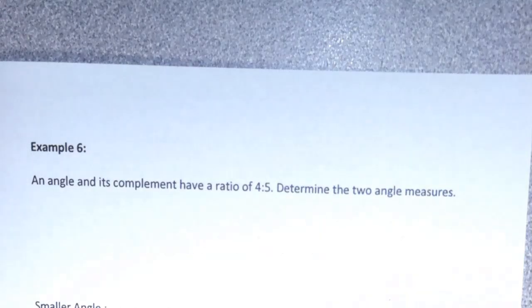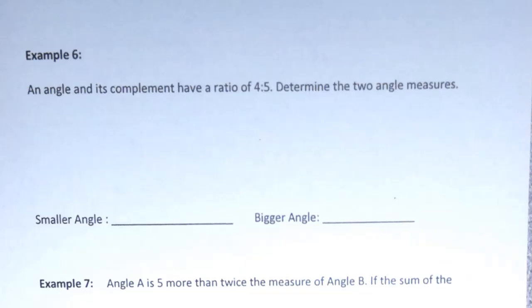Okay. How much do y'all love word problems? I hate it. Okay. So, we're going to do these word problems together so you don't hate them anymore. An angle and its complement have a ratio of 4 to 5. Determine the 2 angle measures. What do we think is the most important word in this sentence? Ratio is a good word, but it's not the most important word. Complement. Everybody underline the word complement.